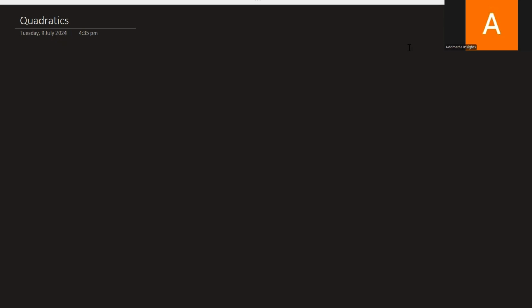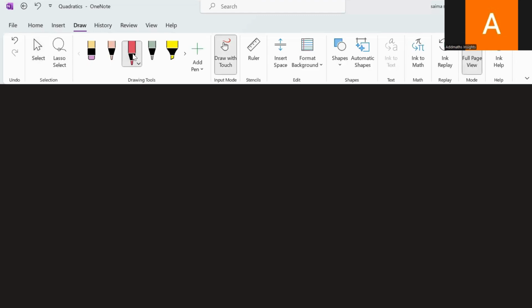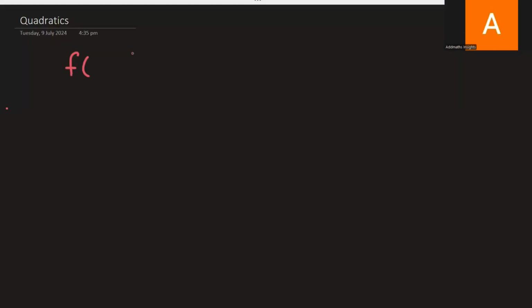You know what is the general form of a quadratic equation or a quadratic function? It is of the type f of x is equal to ax square plus bx plus c. This expression is called a quadratic function. This is the general equation of a quadratic function where a, b, and c are constants and a is not equal to 0.